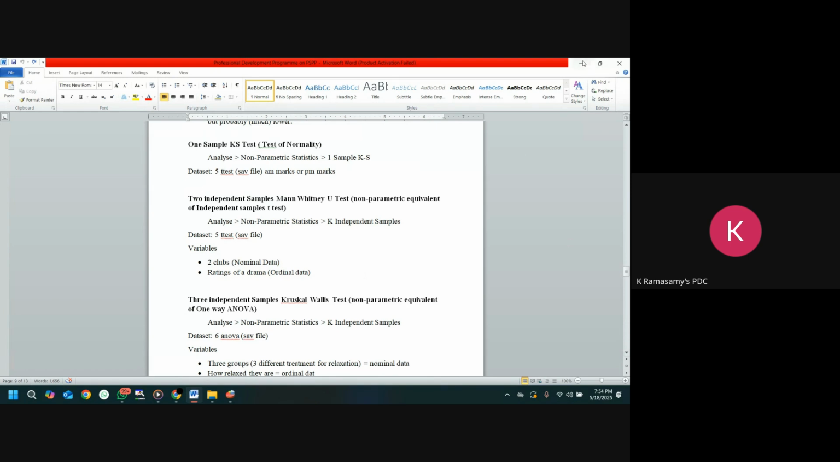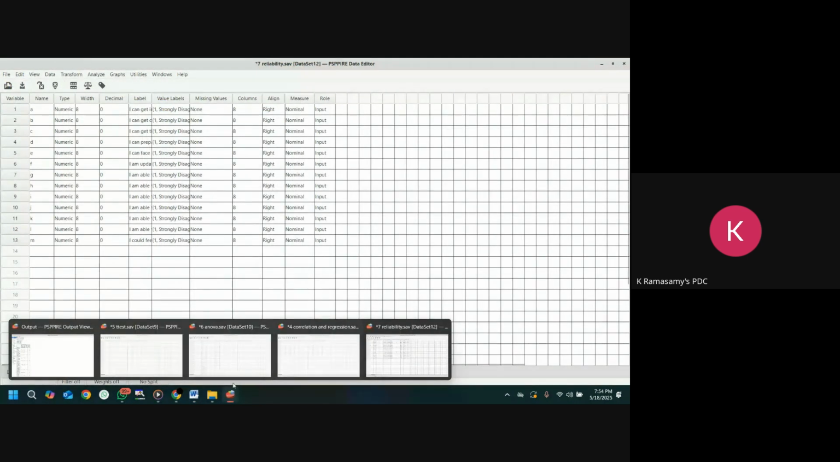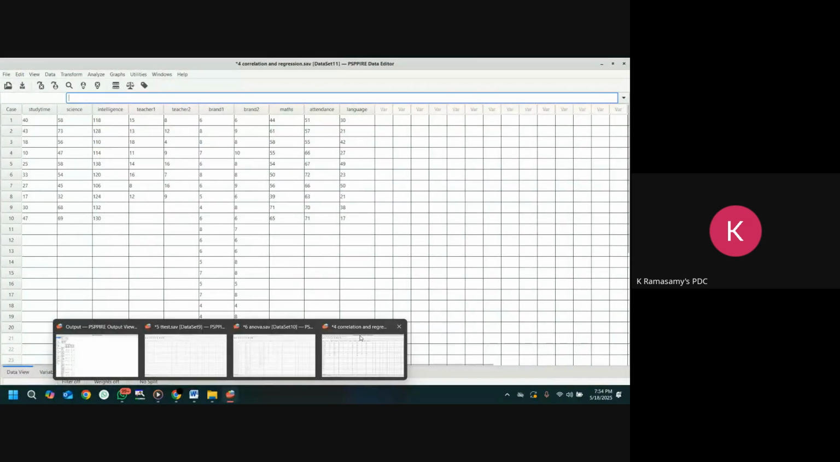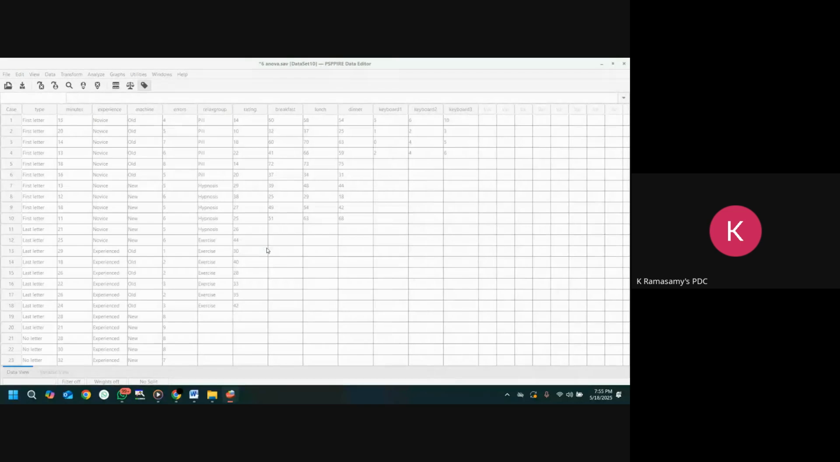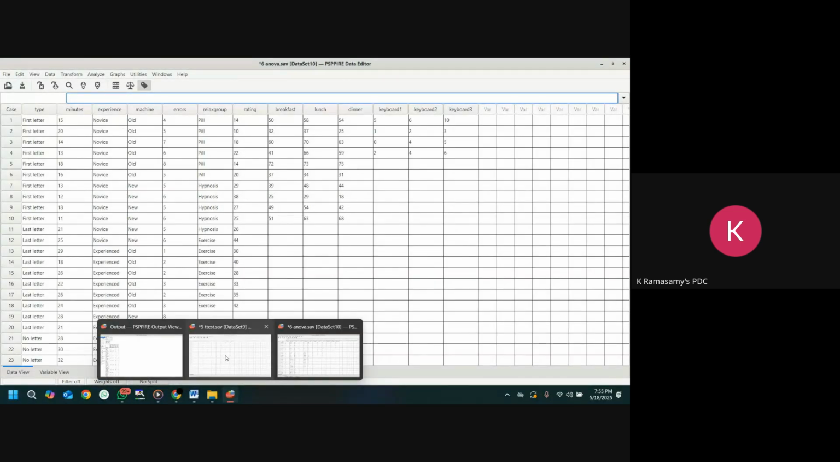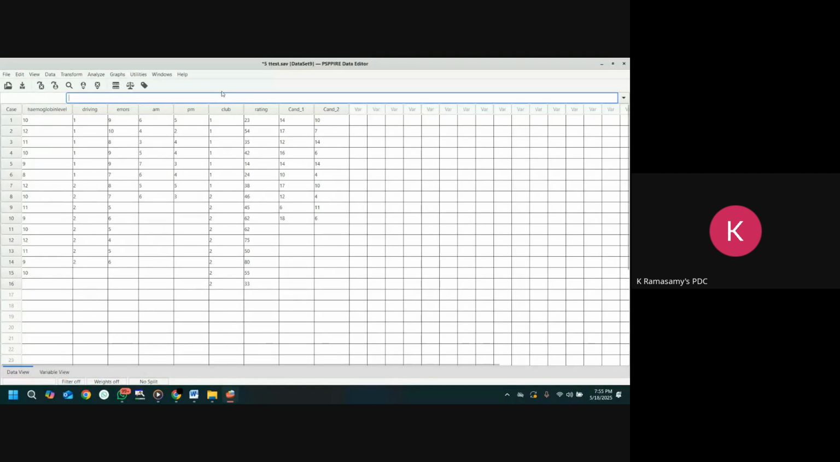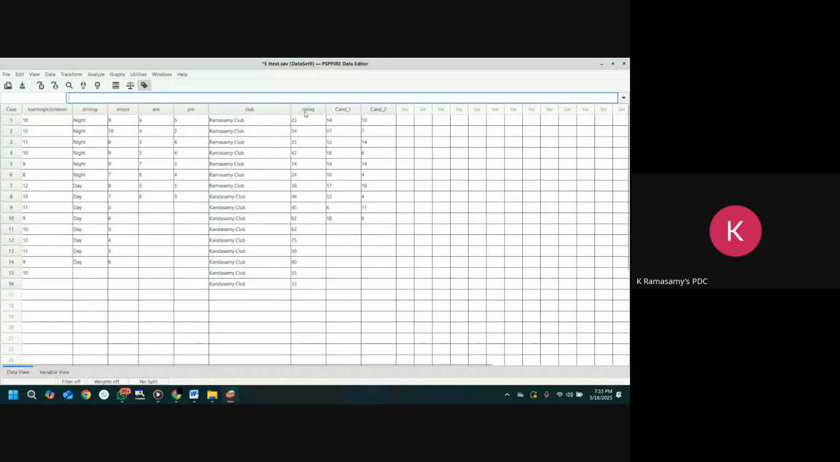Go to the t-test file. I think it is already open. I'll just close the reliability file. Okay, same way I'll close correlation also. If required, I'll open it again. Okay, I'll go for t-test. In t-test, you can see club. I'll just click show variable. Ramasamy Club and Kandasamy Club, two club members are there. The rating they have given.